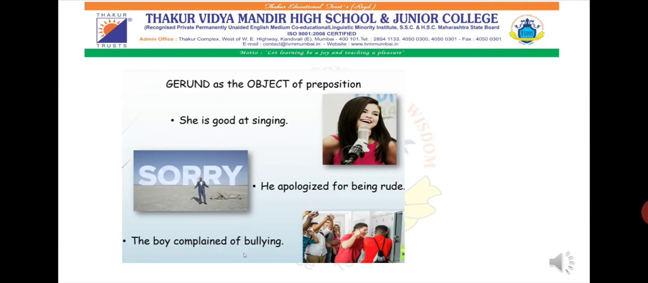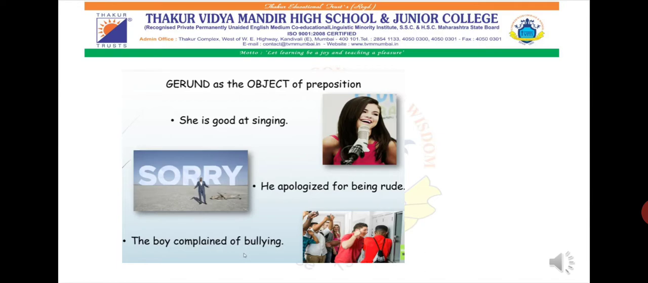Gerund as an object of a preposition. Sometimes in a particular sentence, right after the preposition, we will have a verb which acts as a noun, and that word after the preposition is a gerund. So if in a sentence we find a preposition and right after that we get a verb which ends with ing and acts as a noun, then that is a gerund. Now let's move to three examples.